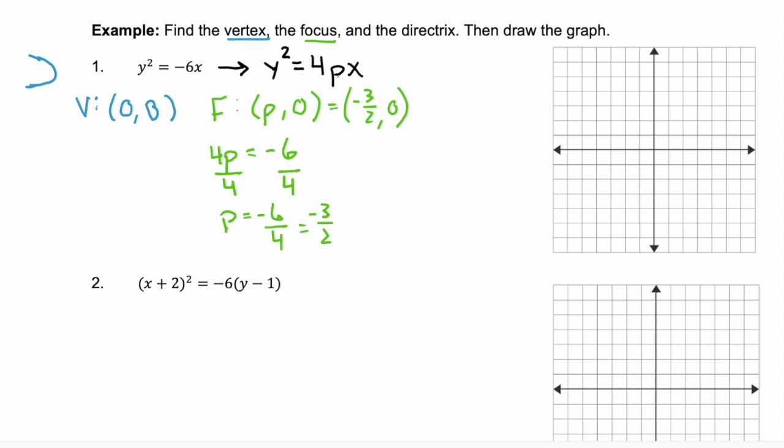And lastly, we have the directrix. The directrix is going to be the equation x equals -p. And we found our p. So x equals negative, our p is a -3/2. So that simplifies to x equals 3/2. Now we can put each of these onto a graph to help us in graphing our parabola. We know that the vertex is 0, 0. Our focus is -3/2, 0. So that's -1.5, 0. And our directrix is going to be the line x equals 3/2, or this line.